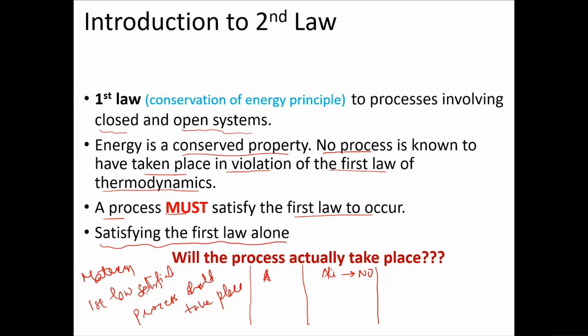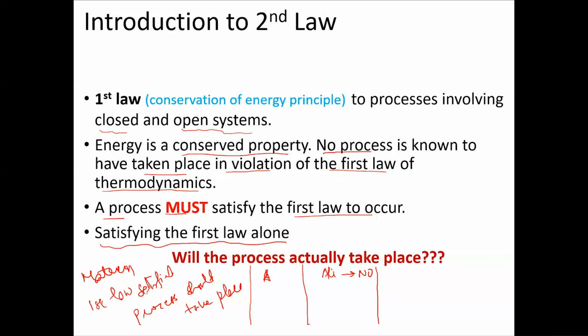All right. So the opinions have been covered. One opinion is that if the first law is satisfied, the process should take place. The second opinion is that it may or may not take place, and the third opinion is that no, it will not take place. These are the three opinions.